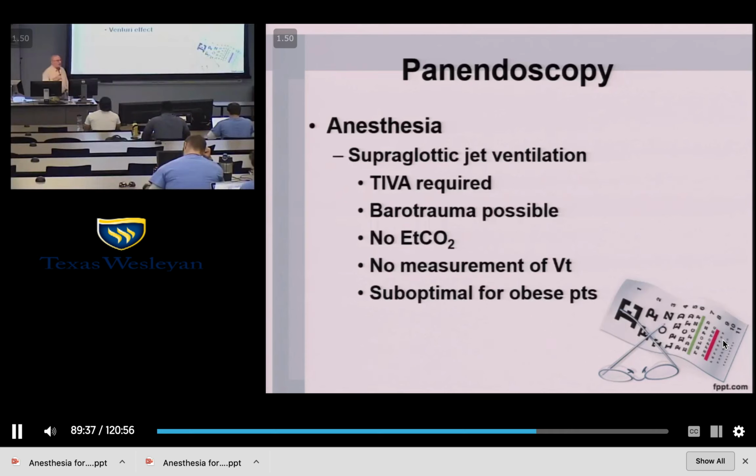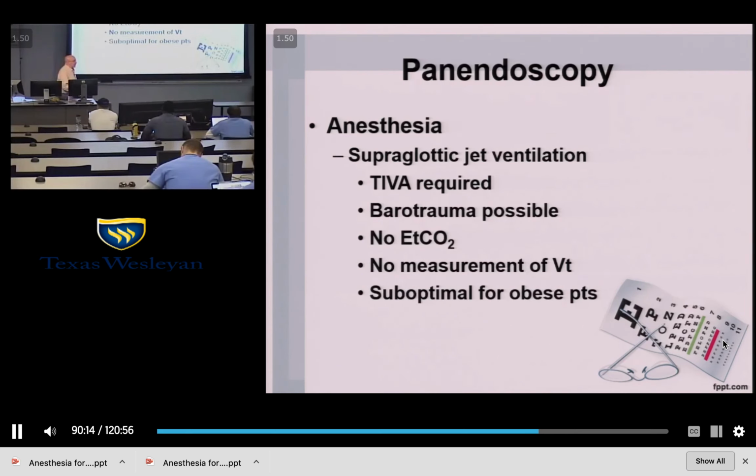The fact that you have to use TIVA, well, that may be a benefit, but you're going to have to use TIVA for this as well because, again, you have no endotracheal tube in there. You try to turn on gas, you're going to fumigate the entire room, and everybody's going to be asleep. There's a drawback or risk of barotrauma in this case. While there's no measurement of end-tidal CO2, there's no measurement of the tidal volume as well. Clearly, this is going to be suboptimal in patients that are obese.